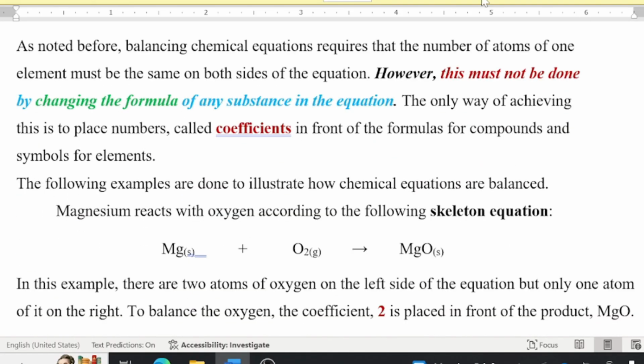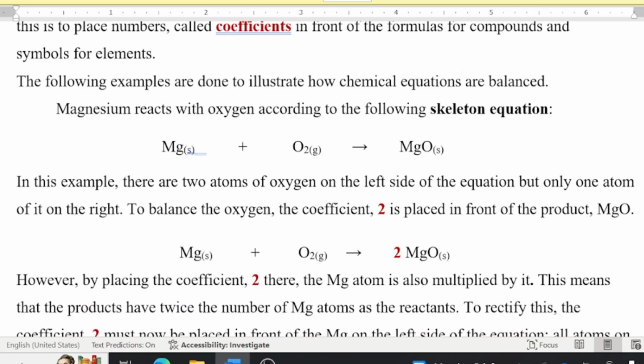Guidelines for balancing chemical equations. As noted before, when you balance the equations, we do not change the formulas of the compounds in either the reactants or the products. You use coefficients. How can we go about balancing the skeletal equation here for magnesium oxide? Check it. What do we have? We have more oxygen over this side than over that side. So the obvious thing was to put a 2 here, right?